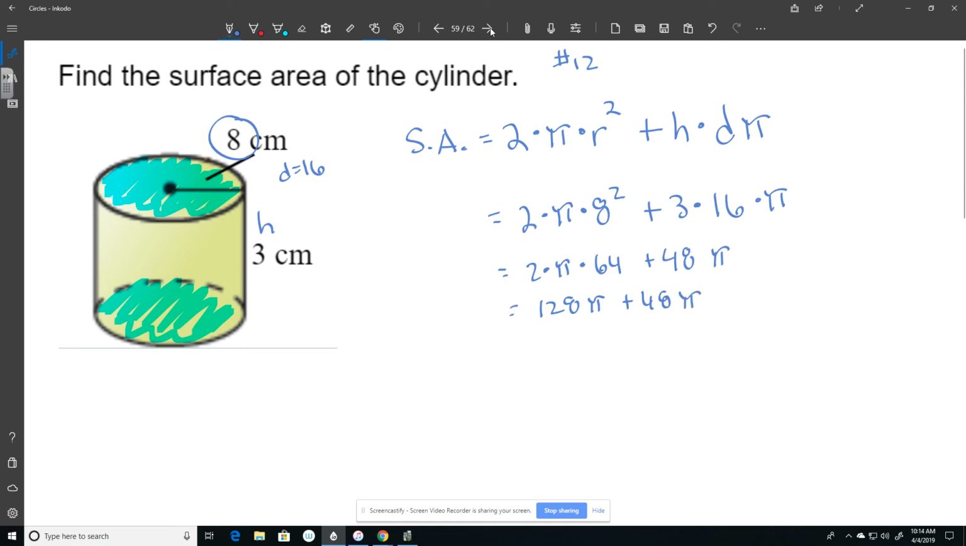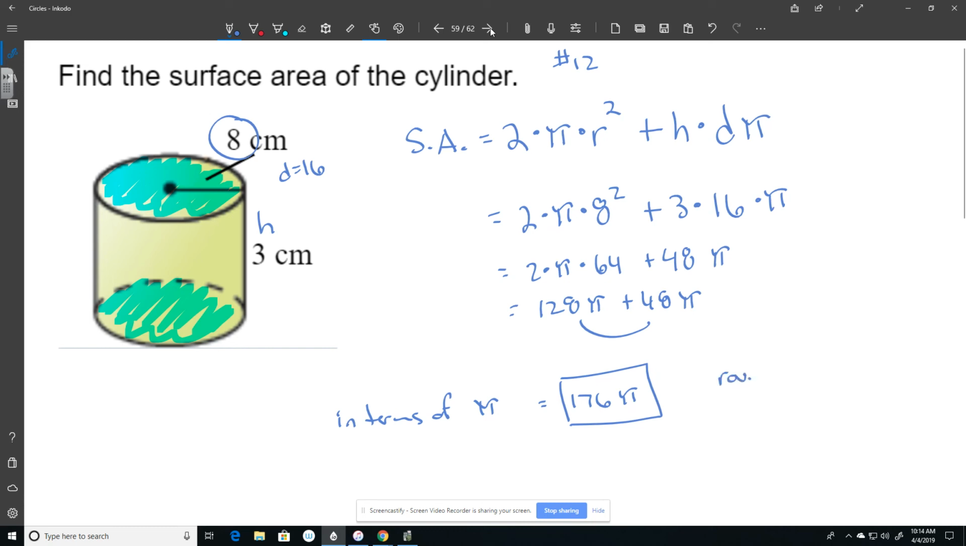Before I type this in my calculator, my answer wants me to put it in terms of pi. Or in other words, I don't want to actually multiply by pi. I have 128 pi's plus 48 more pi's. So let's just do 128 plus 48. So that's 168 plus another 8. So that's going to be 176 pi's. That would be your answer in terms of pi.